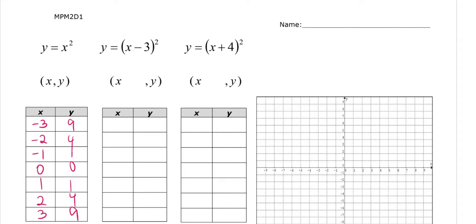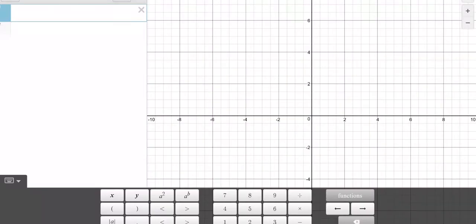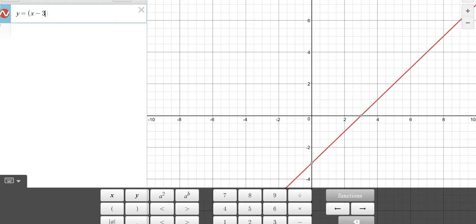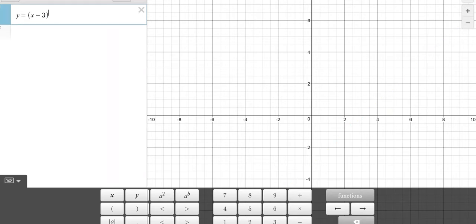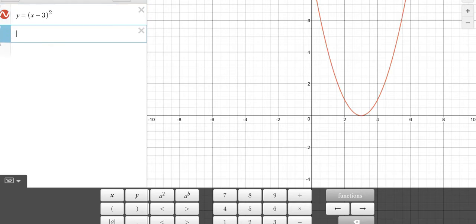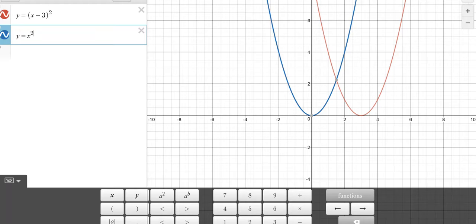And in your Desmos activity, you may have noticed that when you apply that kind of transformation, you will see a shift in the graph along the horizontal x-axis. So here is y equals (x minus 3) squared. Close the bracket first. Squared. And I'm going to also plot the base graph y equals x squared. So you can see that the graph is a shift to the right. Okay, so a minus h value.